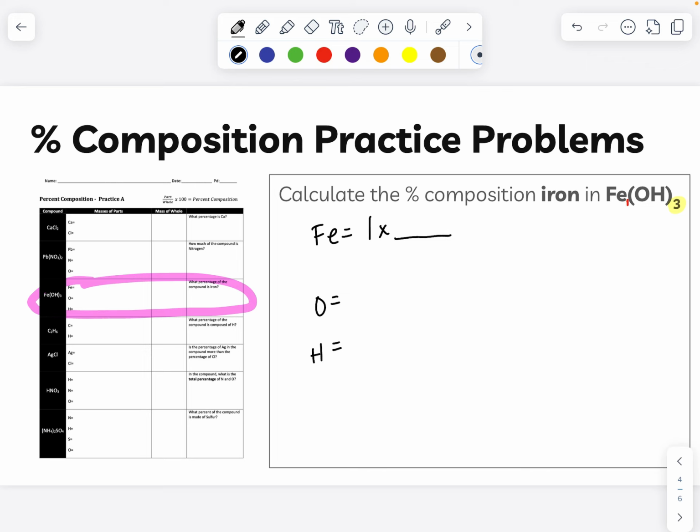For oxygen, we start out with 1, but there's a 3 there. So I have to remember that there's actually 3 times 1. 3 total oxygens. And then hydrogen is going to be the same thing. It starts out as 1 hydrogen, but because there's a 3 outside the parentheses, I actually have 3 hydrogens. So now I can look at my periodic table. I can find the mass. So 1 iron is going to be 55.